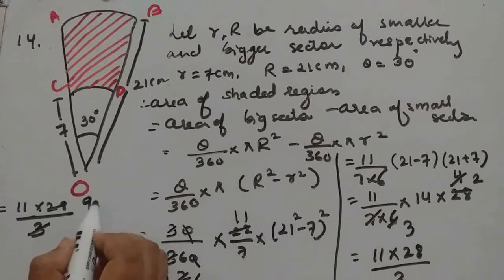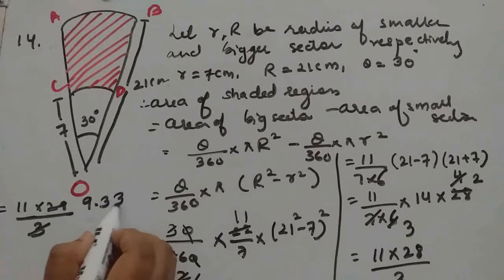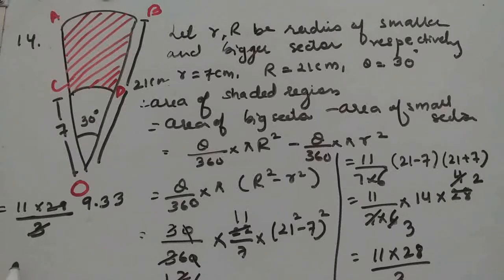3 9s are 27, 1 will remain. 3 3s are 9, again 1 will remain. So 11 into 9.33 we can write. Now multiply. 11 3s are 33, 11 3s are 33 and 3 will come 36, 11 9s are 99 and 3 will be 102. So 102.63 centimeter square.